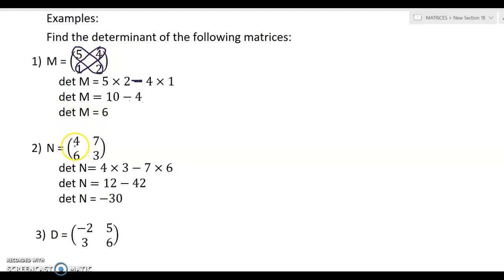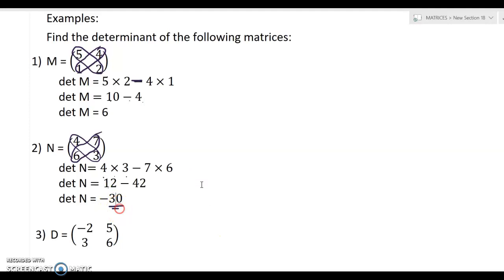Likewise, in number 2, matrix N is 4, 7, 6, 3. So the determinant is the product of the first diagonal, 4 by 3, take away the product of the second diagonal, 7 times 6. So that's 12 take away 42, and that's minus 30.